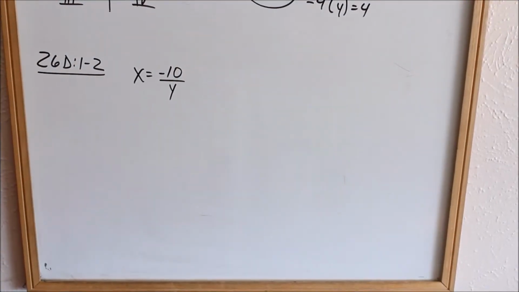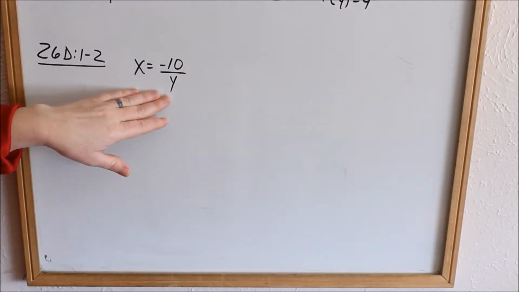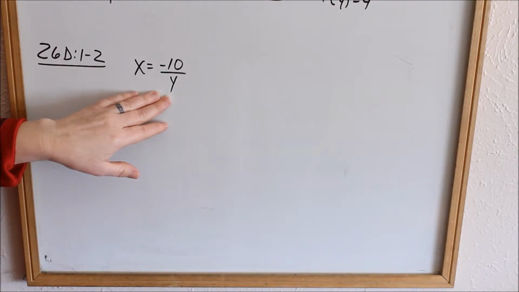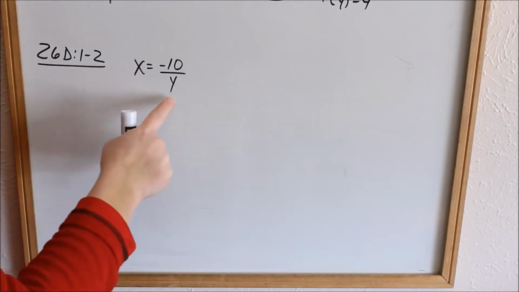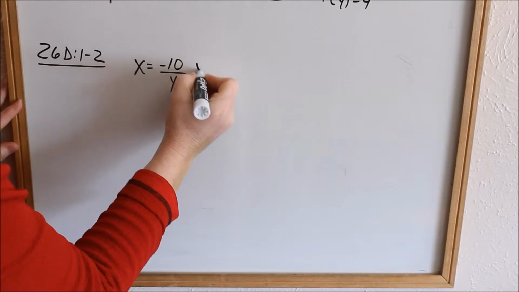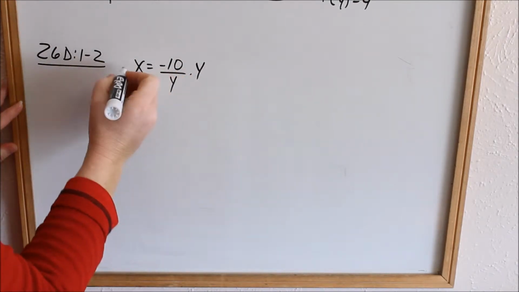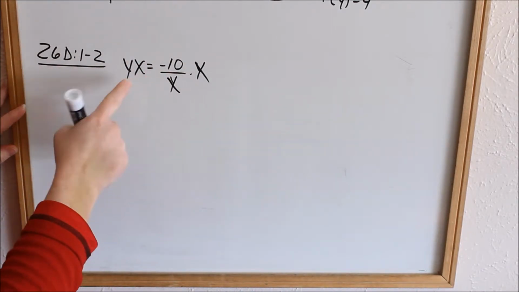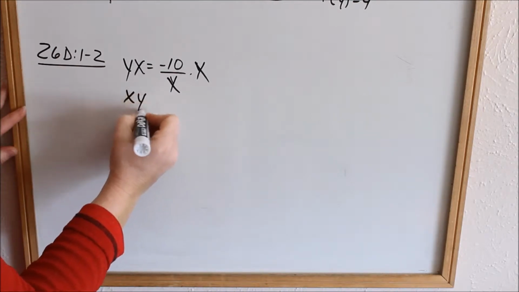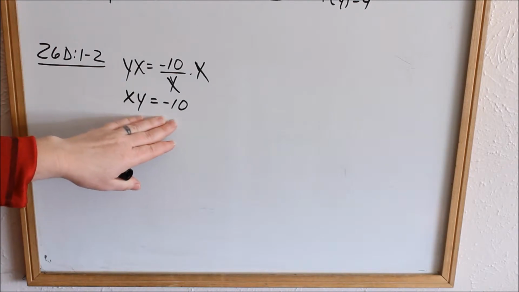Now we're looking at 26D, 1 and 2. So you have this equation here. We want to put it in the general form that I've given you, to where x and y are multiplied together on one side and your numbers are on the other side. So if I multiply both sides by y, my y's cancel. If I multiply y to this side, I have to multiply it to this side. So the y's cancel. So I'm just going to switch the order. Y times x is the same thing as x times y because multiplication is commutative. Now it's in the general form.